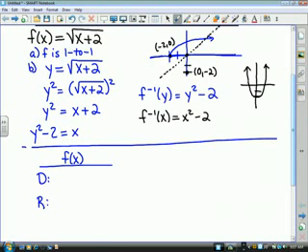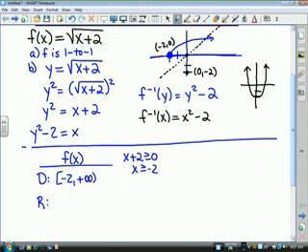Okay, how do you find the domain of a square root function? We set it greater than or equal to 0. We get x is greater than or equal to negative 2. That's why it started right there, correct? Okay, so it's going to be bracket negative 2 to infinity.